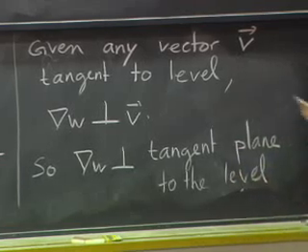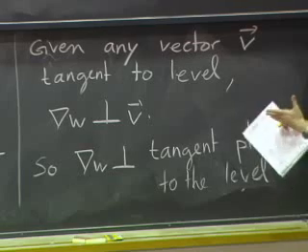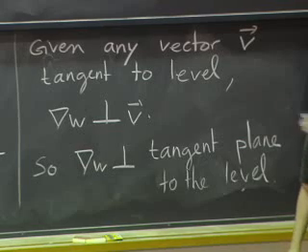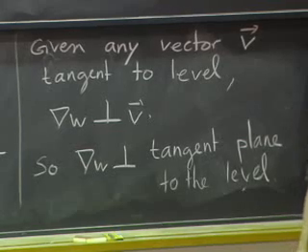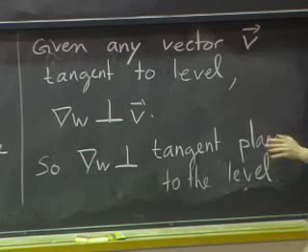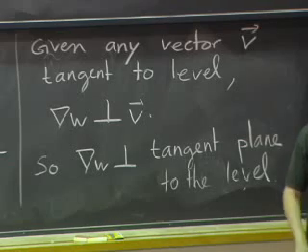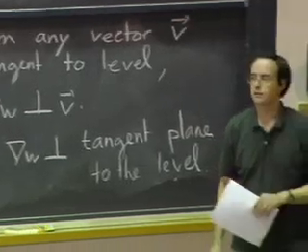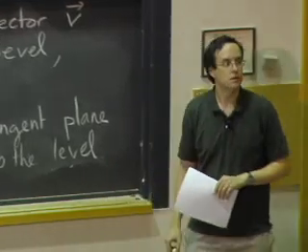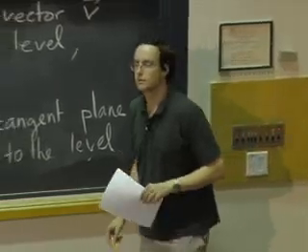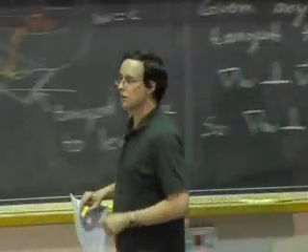And here I've illustrated things with a three-dimensional example, but really it works the same if you have only two variables. Then you have a level curve, it has a tangent line, and the gradient is perpendicular to that line. Okay, any questions? No? Okay.